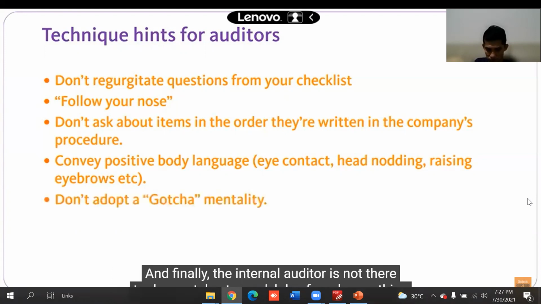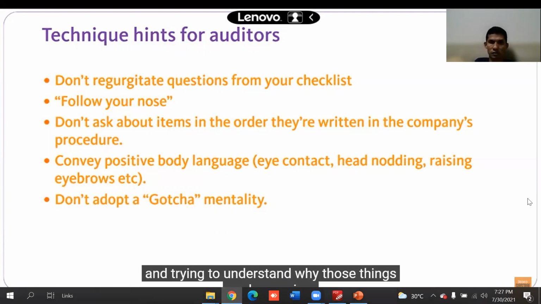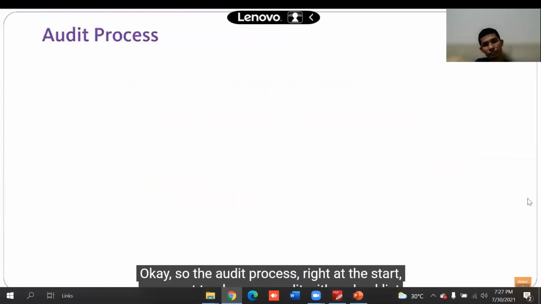And finally, an internal auditor is not there to do a gotcha, to say, haha, found something wrong. It says here in the procedure you're doing this, but you're doing something completely different. You're not there to do a gotcha. You're just looking at what's actually happening and trying to understand why those things are happening.